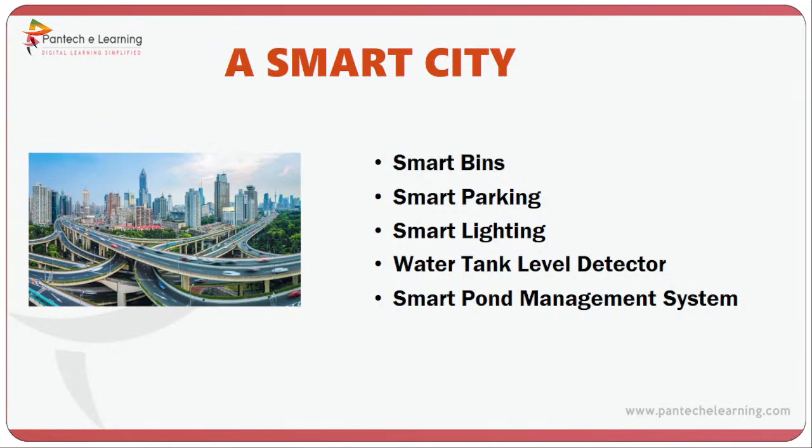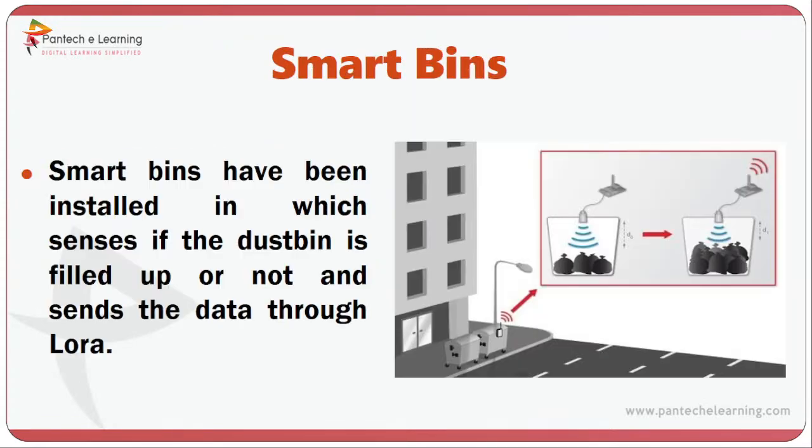First one is smart bins, and then smart parking, smart lighting, water tank level detector, and smart pond management system. Smart bins: most people start with smart bins even in their college days. If they do any project related to this, with the help of an ultrasonic sensor, they can make this product as a smart bin, right?